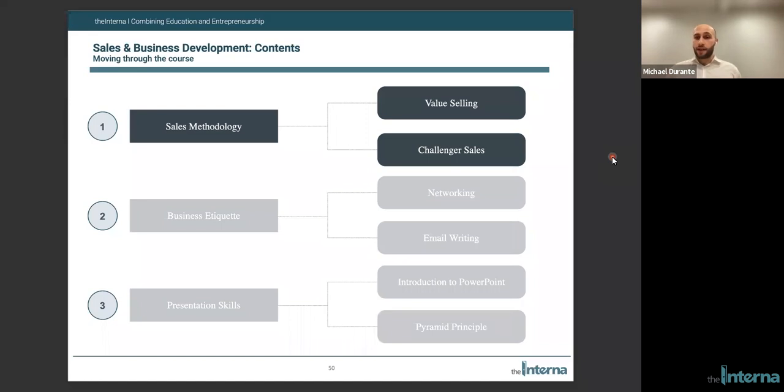And then finally, we're going to be looking at presentation skills. So this is an introduction to PowerPoint and how we can use PowerPoint to allow us to deliver better presentations. But actually then the way that we present those presentations, we're going to use something called the pyramid principle. That is an idea that was coined by a very successful lady called Barbara Minto. And there's a brilliant book, and I really recommend you read it.